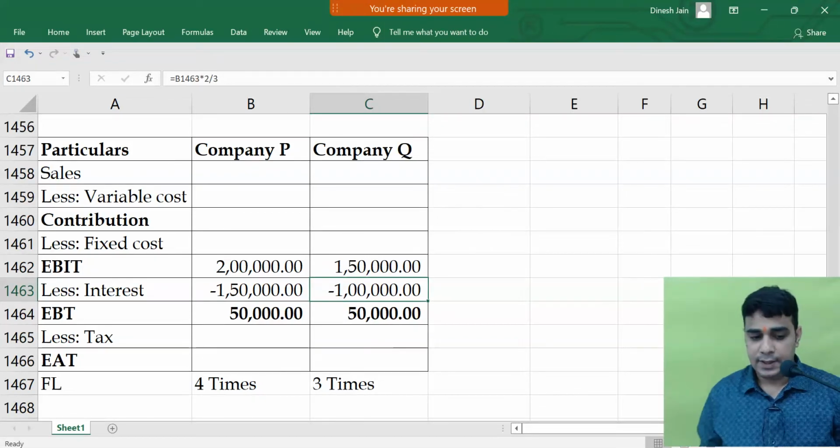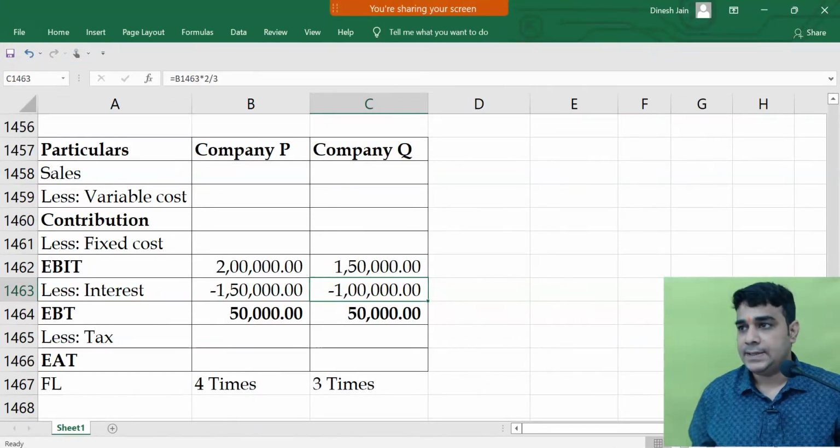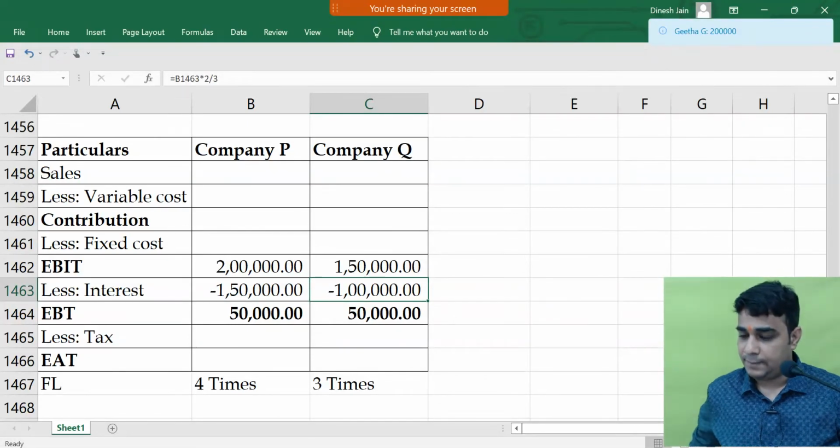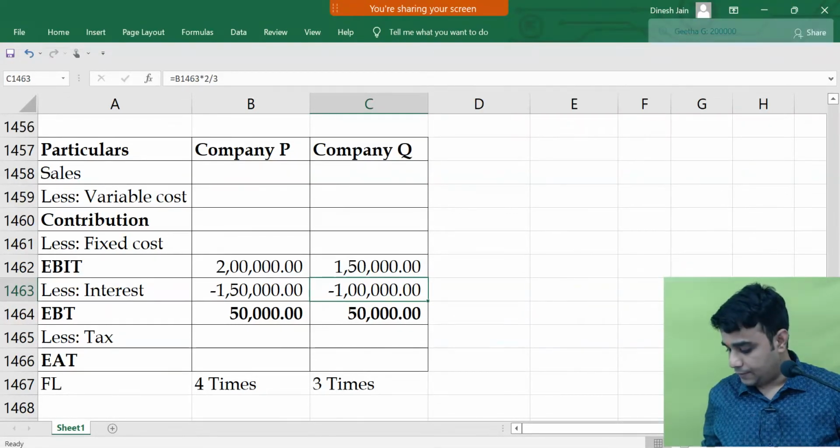Use the financial leverage and get EBIT. EBIT is X, EBT is X minus 150. So X divided by X minus 150 is 4 times. You will get an answer to X, which is going to be 2 lakh. For the other scenario, it's going to be 1 lakh 50.